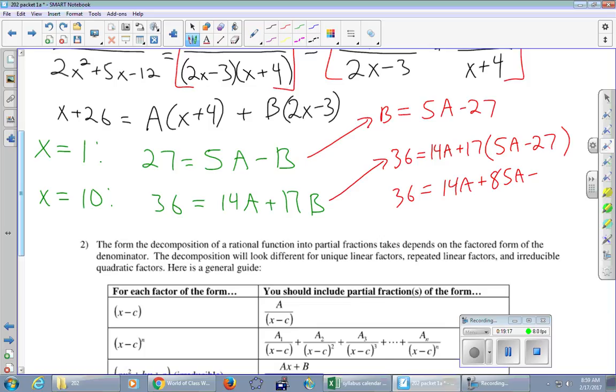Minus. I feel like I should be able to do this guy. 23. I'm not going to try. What do we get? 17 times 27? 450. What is it? 459. Okay. All right, and then we smush some A's together. So we get 99A equals, and we move that 459 to the other side. 495. Is that okay?